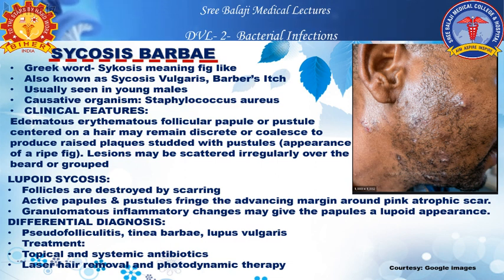So the variant of sycosis barbae is lupoid sycosis. Here there is destruction of the hair follicle with scarring. That is the hallmark of lupoid sycosis, with the presence of multiple papules and pustules at the advancing margin.